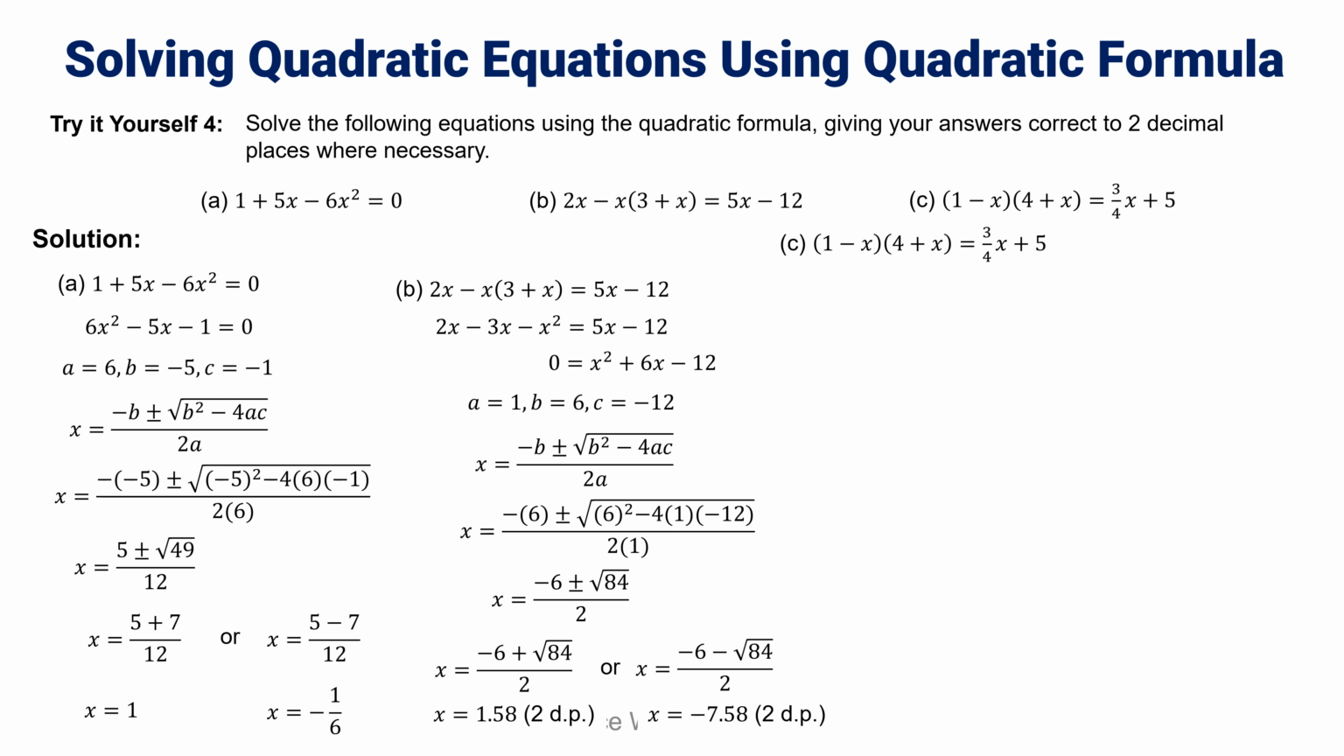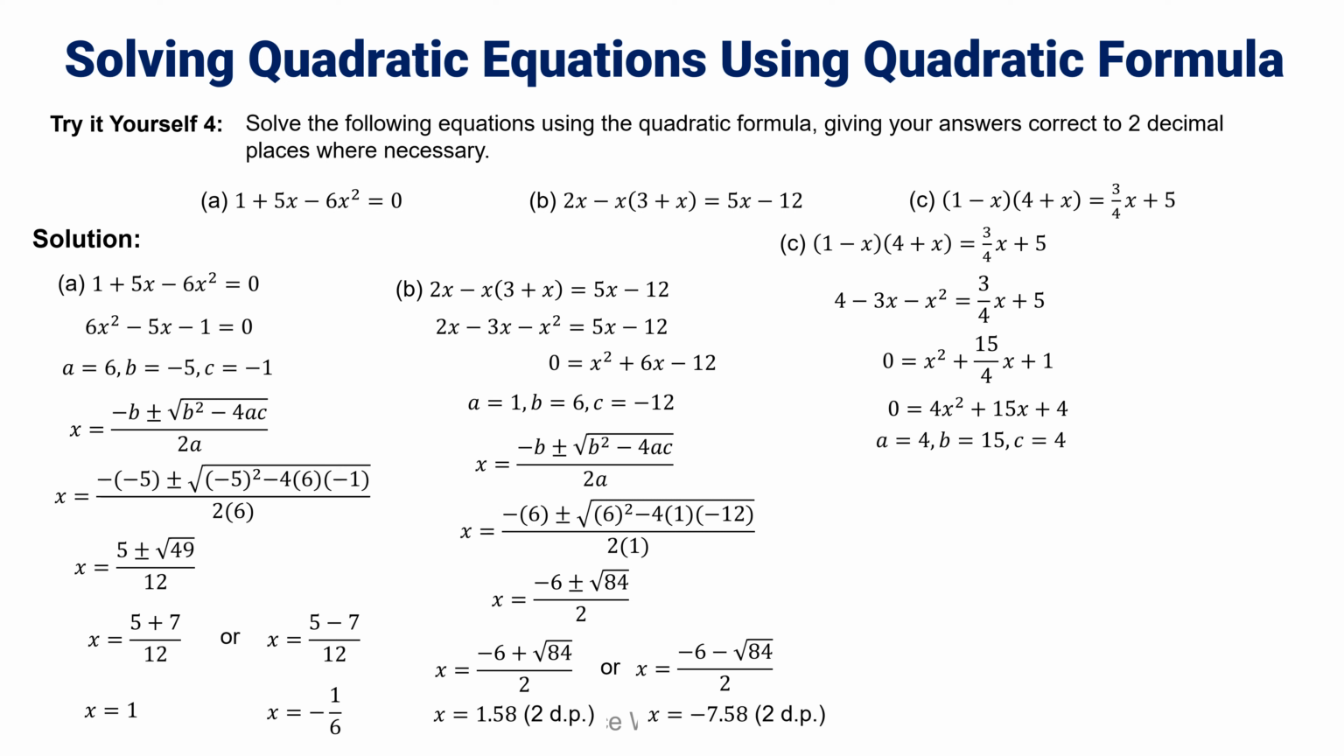Next, for c, (1 - x)(4 + x) = 3/(4x) + 5. So first step, expand the bracket, I will get 4 - 3x - x² = 3/(4x) + 5. Then I move all the terms from the left hand side to the right hand side so that the x² term is positive. So it becomes 0 = x² + (15/4)x + 1. Now look at the middle term, the x term. We can see that the coefficient is a fraction. So we can make it a whole number so that our calculation is easier by multiplying by 4 on both sides, and the equation becomes 0 = 4x² + 15x + 4.